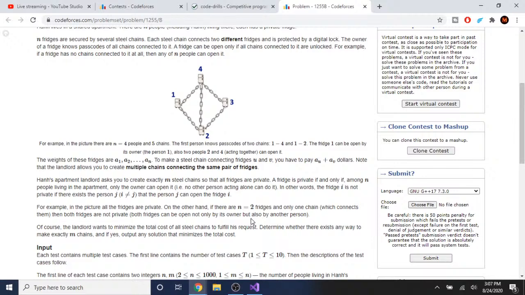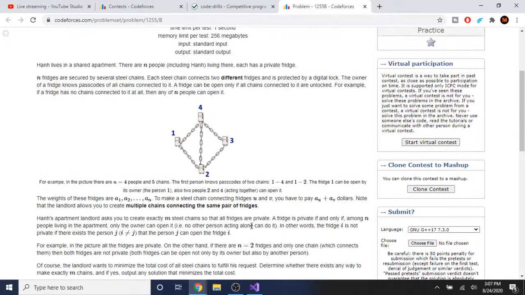So what does that really mean? Wait, hold up. Each chain connects two different fridges protected by a lock. The owner of the fridge knows the passcode of all the chains connected to it. The fridge can only be opened if all chains connected to it are unlocked. If a fridge has no chains connected to it, then any of the people can open it.